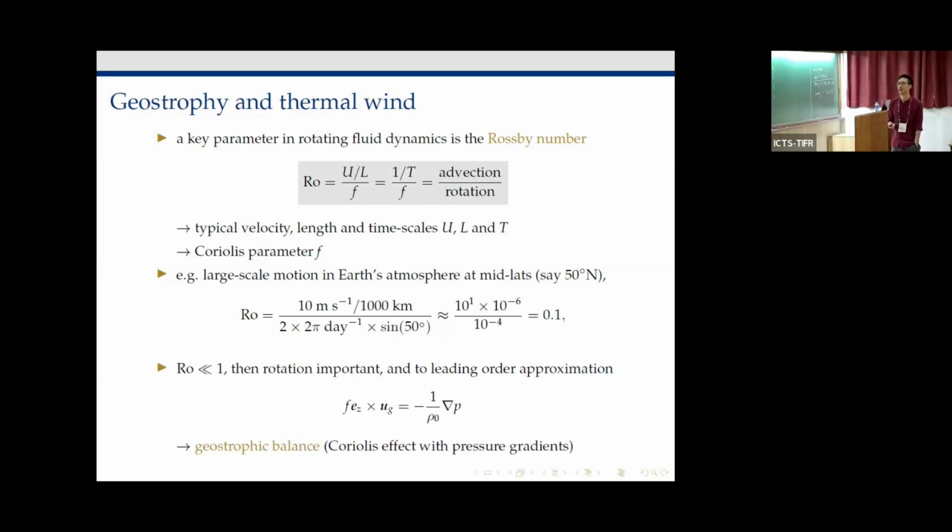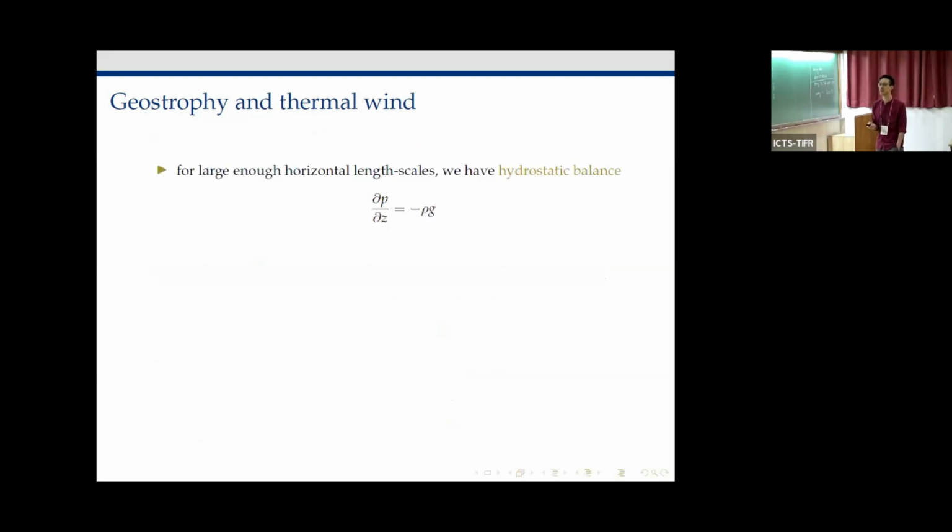Okay, so if the Rossby number is tiny, then this tells you rotation is important. To leading order approximation, the dominant force balance is between the Coriolis effect and the negative pressure gradient. So that's what I would mean by balance. It's a flow which is in this kind of force balance. This is what's known as geostrophic balance. The thing to notice is that there's a horizontal negative pressure gradient here.